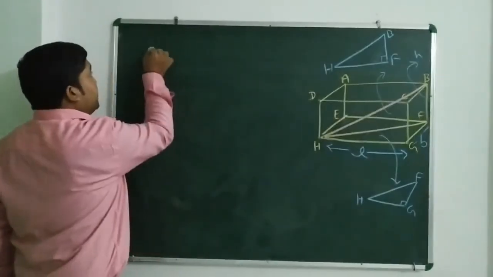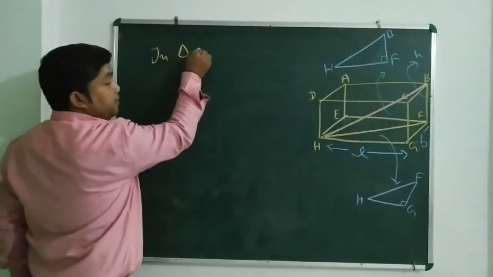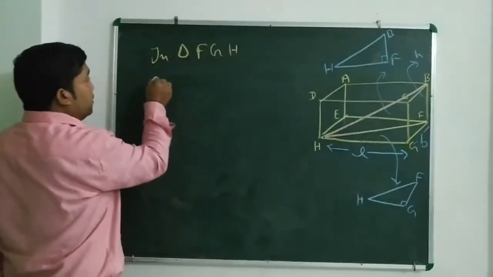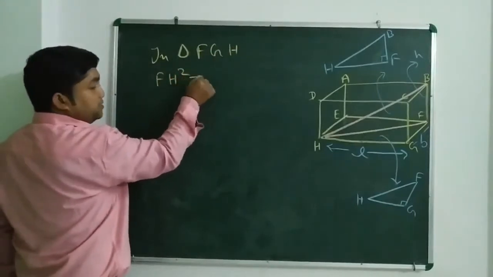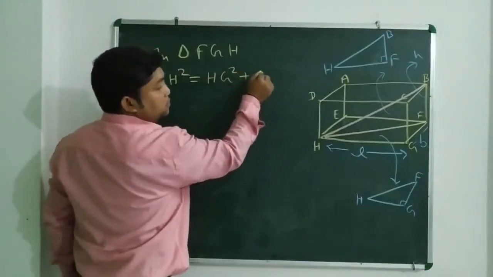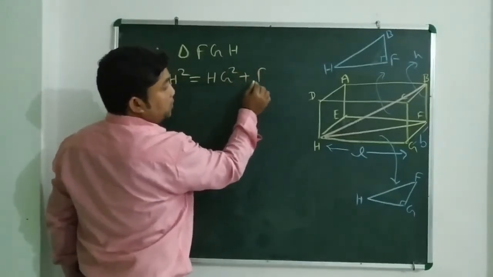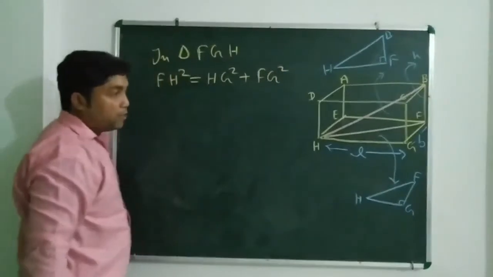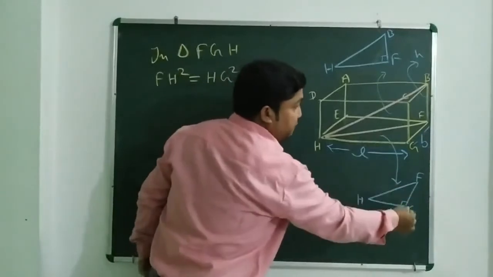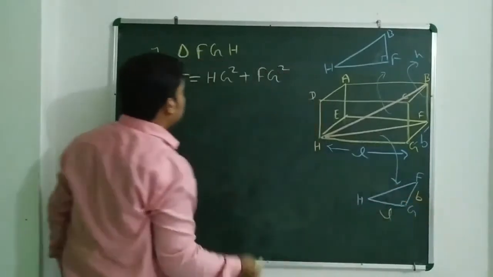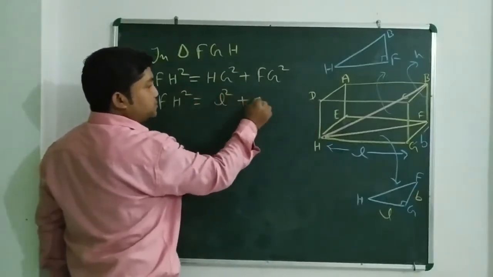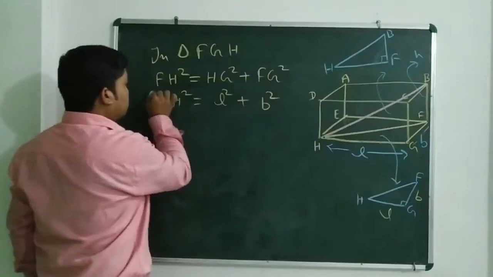Okay? In triangle F, G, H, what is the diagonal FH? The square of FH is equal to the square of HG plus the square of FG. Okay? What is this HG? You say it is the length. What is the FG? You say it is the breadth. It means that the square of FH is equal to the square of length plus the square of breadth.